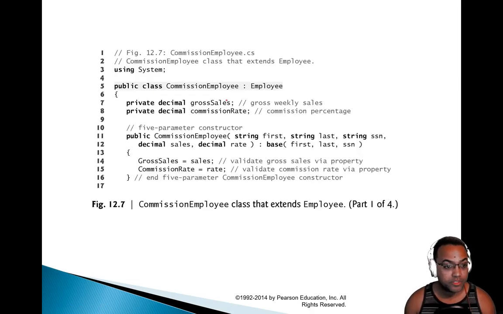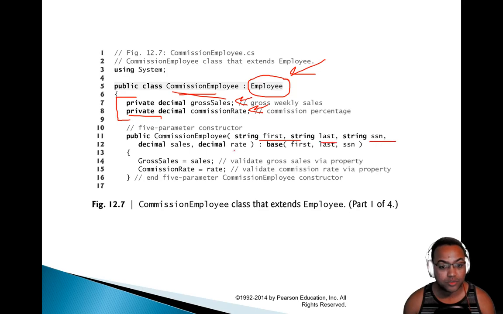This is fun. I love doing this. Commission employee is our derived class, which inherits the employee abstract base class. Once again, the only variables we need in the commission employee class are the gross sales and the commission rate, and they're both set to private. Then in the constructor for commission employee, we have the first, last, social security number, sales, and rate. But because the base abstract class is pulling the first, last, and social security number, we only care about sales and rate.